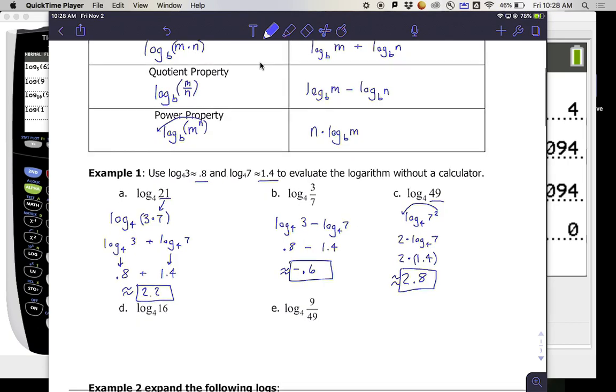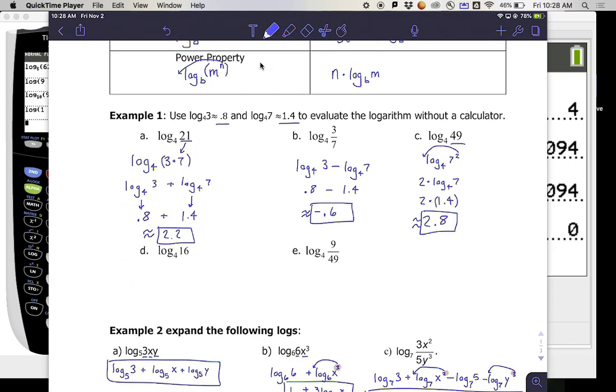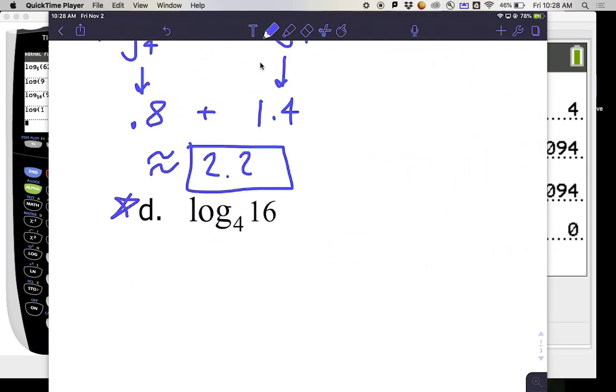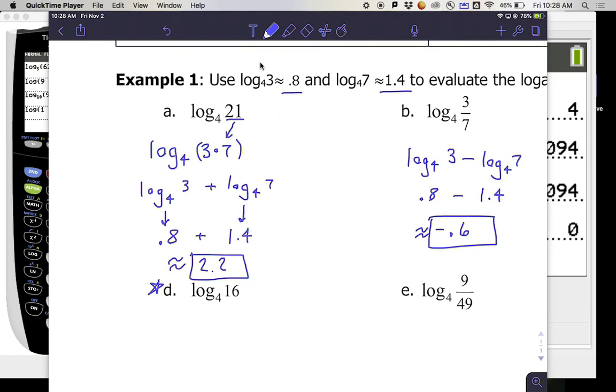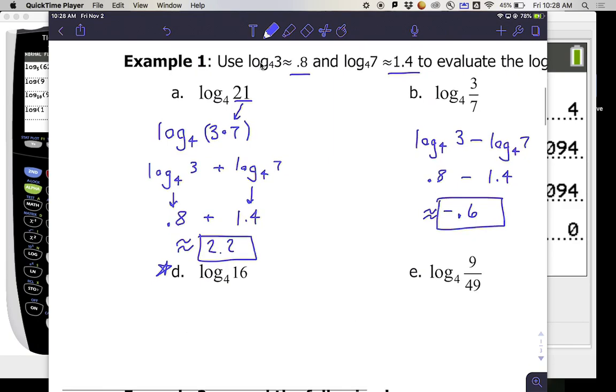Okay, a couple more here. Let's see what we got on this one. Oh yeah, this one's kind of a special case because notice it's log base 4 of 16. With 16, we can't really divide by anything. We can't do 16 divided by 3 and get any of these other numbers, or 16 divided by 7 or anything like that. Can't even do times or anything right there. So this one's kind of a weird one.